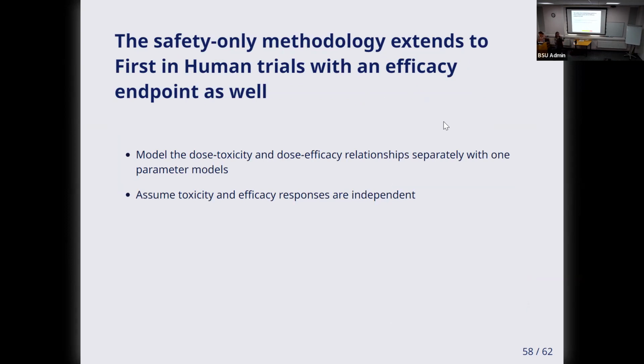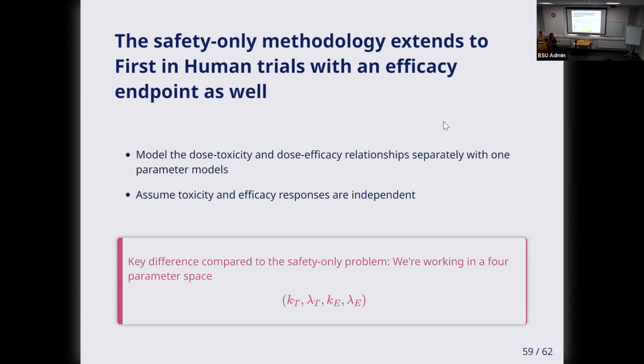So we have the dose toxicity model like I showed you earlier, and then we have an equivalent model for the dose efficacy relationships. We model those separately, and I'm assuming that those responses are independent. And then the key difference is really just that now our low dimensional approximation of that data set, of that state, is 4-dimensional. So we have two parameters that describe the gamma distribution that approximates the posterior for the dose toxicity model parameter, and then 2 for the posterior for the dose efficacy model parameter. And so that means there's more terms in those GAMs.